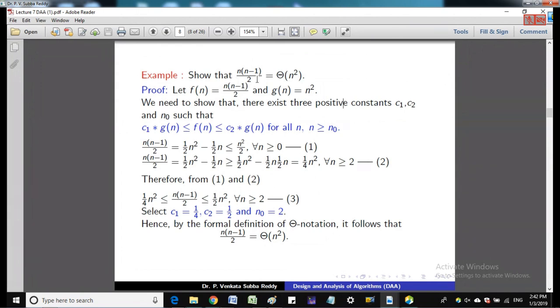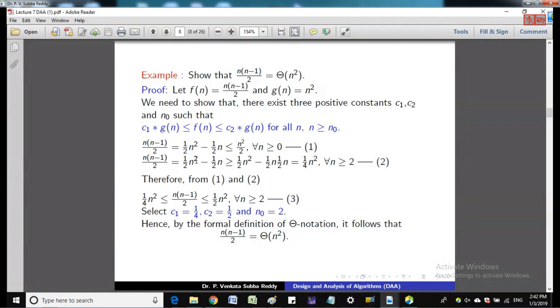It is negative, for example, in this case, n into n minus 1/2 is theta of n square. We know that it is correct. Now we need to find the three constants. See, n into n minus 1/2 is 1/2 into n square minus 1/2 into n. It is less than or equal to 1/2 n square. Why? Because we are subtracting some value from this.